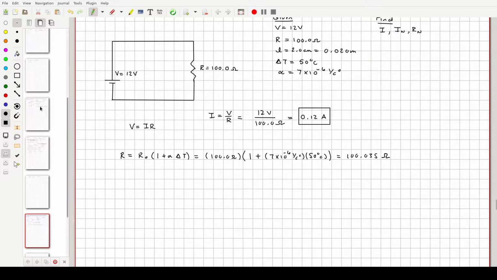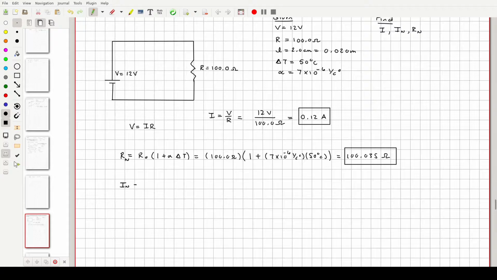Now, it's not that big of a change of resistance, but if you were to have, say, a circuit that had a whole bunch of resistors in it, and they all experienced this change in temperature, there is a good chance that you would see a substantial change in resistance, which could cause problems with heating and also would cause your circuit not to behave as expected, because circuits are designed with specific resistances and things like that in mind. So this is my new resistance.